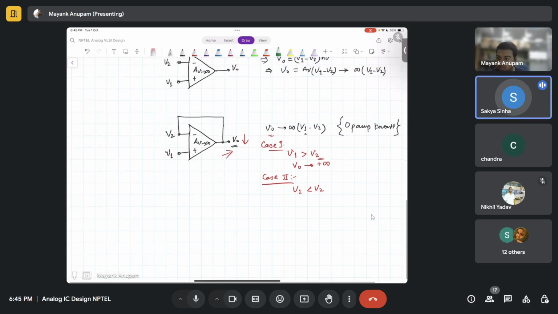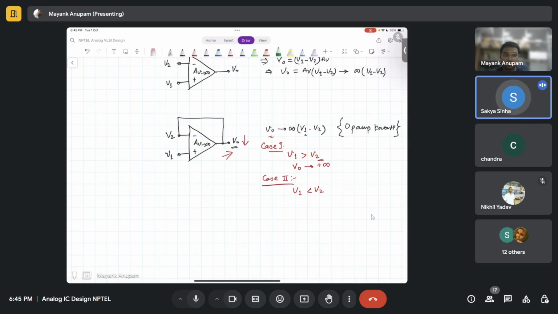Is it, Mayank? Okay. I think it will swing between plus infinity and minus infinity always. It will not be stable. Why are you saying that? Because let's say your V1 is greater than V2, then V0 will go to plus infinity, right? No, but that's not how it works. I mean, I am saying that things are happening sequentially. I'm explaining in this manner that things are happening sequentially, but that is not how it is going to happen. It is going to happen instantly.